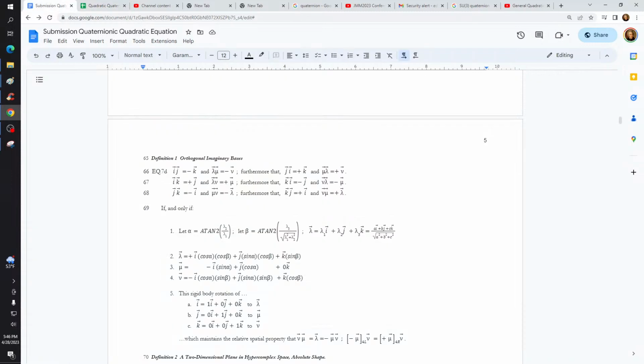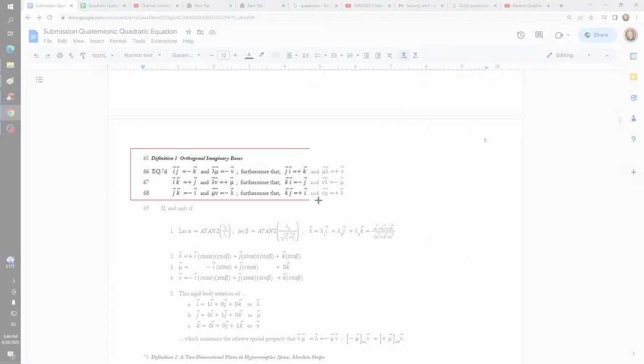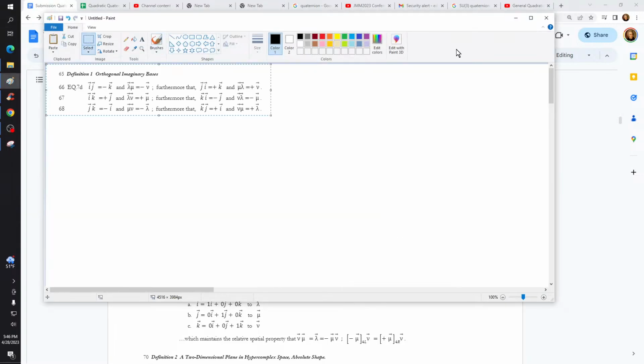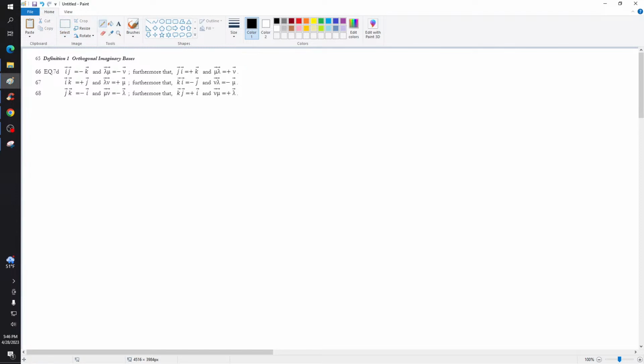So we're going to take a step back and go through orthogonal imaginary bases. I'm going to bring this into Paint. We know that ij equals negative k, ik equals positive j, jk equals positive i. But i, j, and k is only one set of pairwise orthogonal imaginary vectors in a continuous, well-defined three-dimensional subspace.